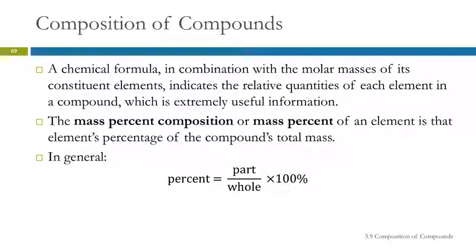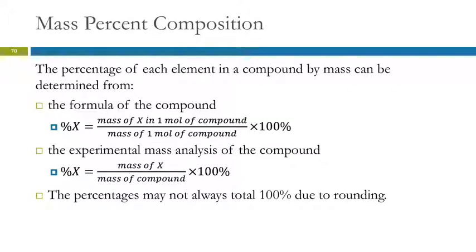So when we do this with an element in a compound, we're looking at the mass of the element divided by the mass of the whole compound to get a percentage. So we can calculate this from two different sources. If we have the formula, we can calculate percent composition just from the formula, or sometimes we just have experimental data and we can calculate it from the data as well.